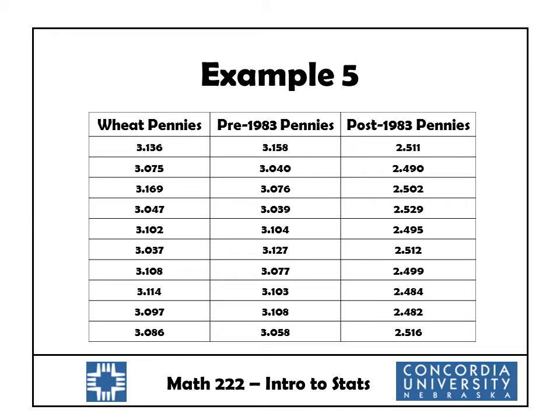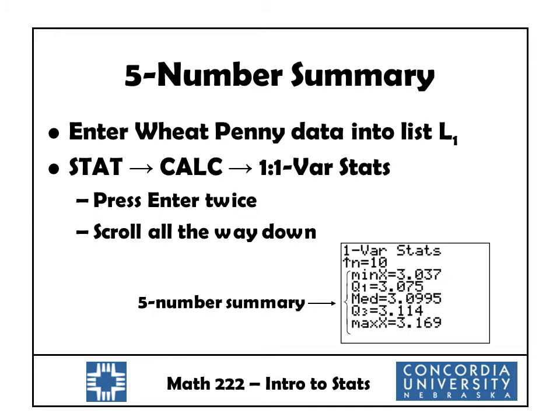And we want a graphical description that illustrates that. And so first thing, we're going to calculate the 5-number summary for the wheat pennies. So if you want to enter that wheat penny data into list L1 on your calculator, again you can do that by going to Stat, Edit, and entering that data into L1. Then once you've got it entered, hit Stat, Calc, and 1-Var Stats. That's going to calculate 1-variable statistics for that set of data.